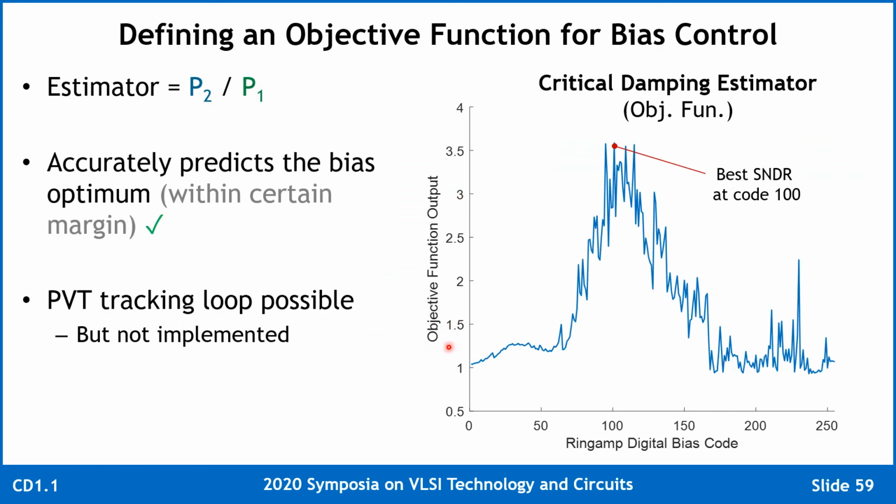Looking at the output of this objective function across a sweep of Ringamp digital bias tuning code, we see that the objective function correctly peaks out at the best case SNDR value, demonstrating that it's capable of accurately predicting the bias optimum. In this work, we don't close the PVT tracking loop, not only because it's outside the scope of our work, but also because our Ringamp biasing DAC is not designed for monotonicity in this particular chip, and this makes for difficulty in control tuning because of all of these DNL jumps.